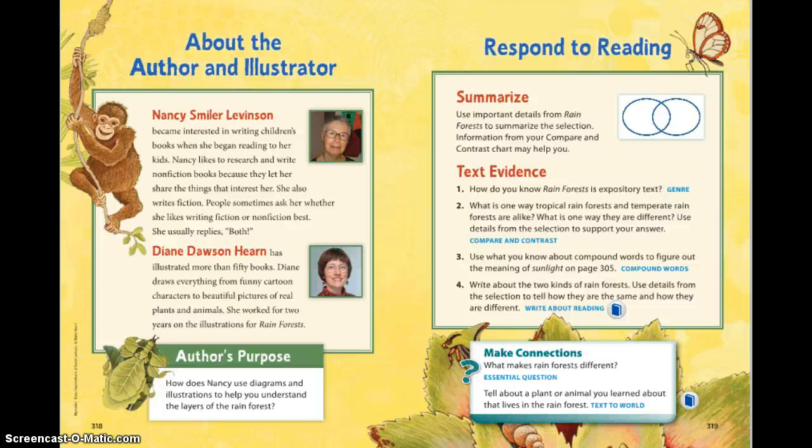Number 3. Use what you know about compound words to figure out the meaning of sunlight on page 305. And number 4. Write about the two kinds of rainforest. Use details from the selection to tell how they are the same and how they are different. Make connections. What makes rainforests different? Tell about a plant or animal you learned about that lives in the rainforest.